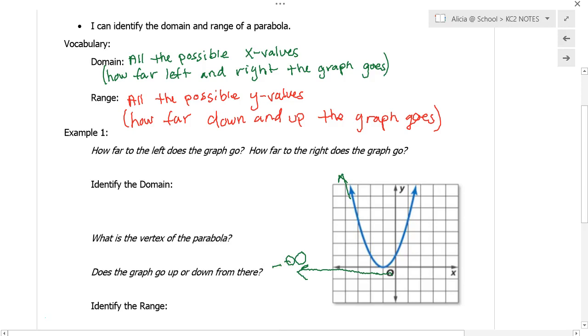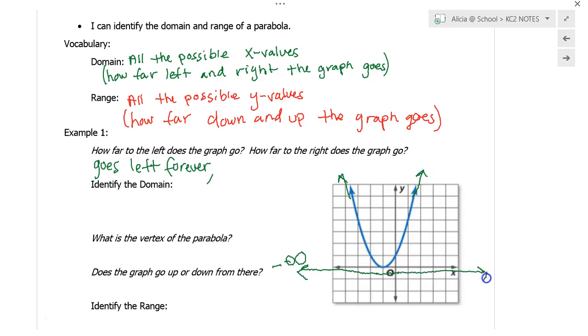So how far does the graph go? Well, it goes left forever. How far right does it go? Well, I see that this function keeps going up forever, which means the x-axis is also going to keep going to the right forever, and the value that we use there is a positive infinity. So it goes right forever.